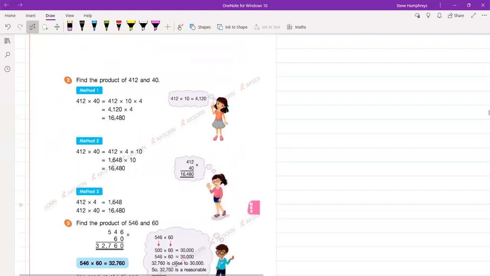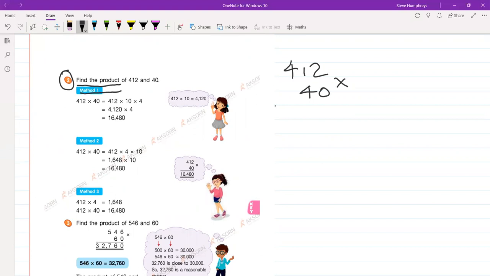Here's that key word again, number 2. Find the product, which means multiply. Find the product of 412 and 40. It means you're going to multiply. Okay, let's do this one. 0 times 2, 0. 0 times 1, 0. 0 times 4 is 0.